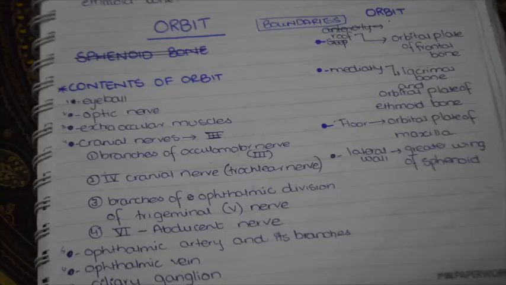So as you're taking time to revise it, as you're taking time to write it, I'm going to revise it. So the contents of the orbit are the eyeball, the optic nerve, the extraocular muscles, the cranial nerves, the branches of the third cranial nerve, fourth cranial nerve itself, the fifth cranial nerve, ophthalmic division, the sixth cranial nerve, that is the abducens nerve. Why does the fourth and the sixth cranial nerve come here? I'm going to tell you in a bit while you write it. So the ophthalmic artery also comes in, and its branches, and the ophthalmic vein, the ciliary ganglion, and retrobulbar and orbital fascia.